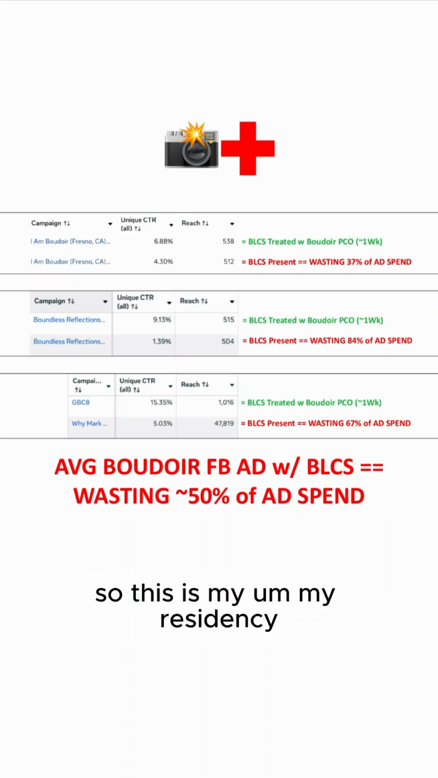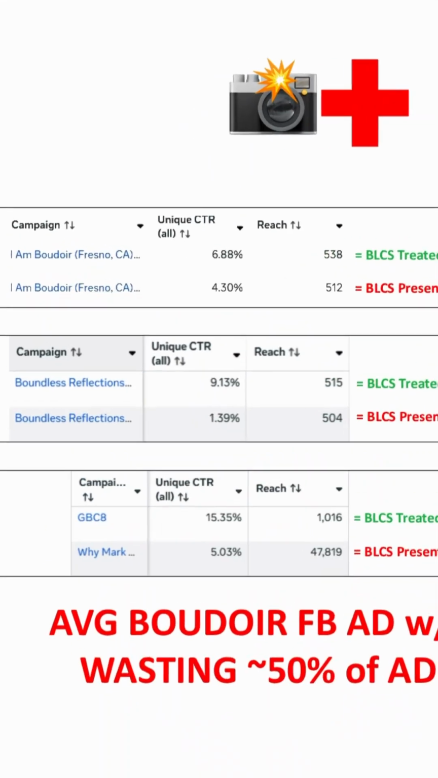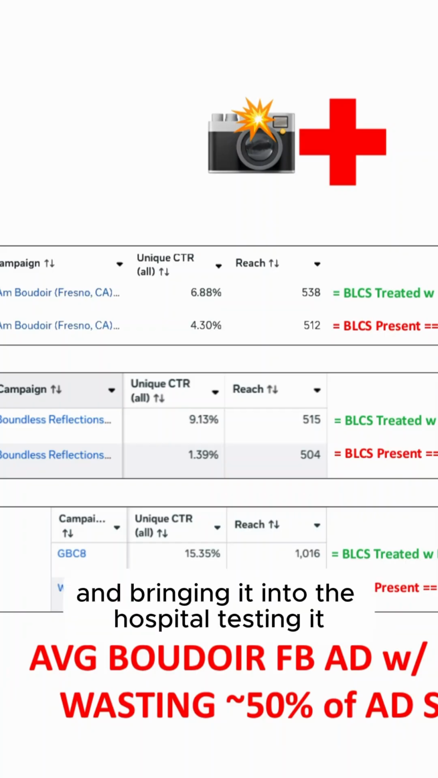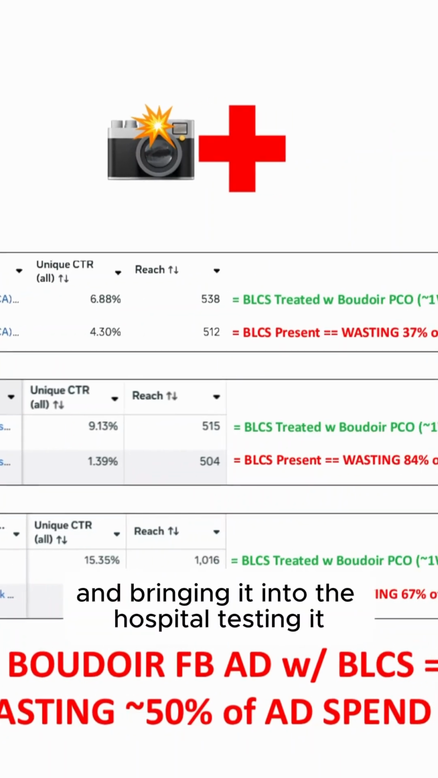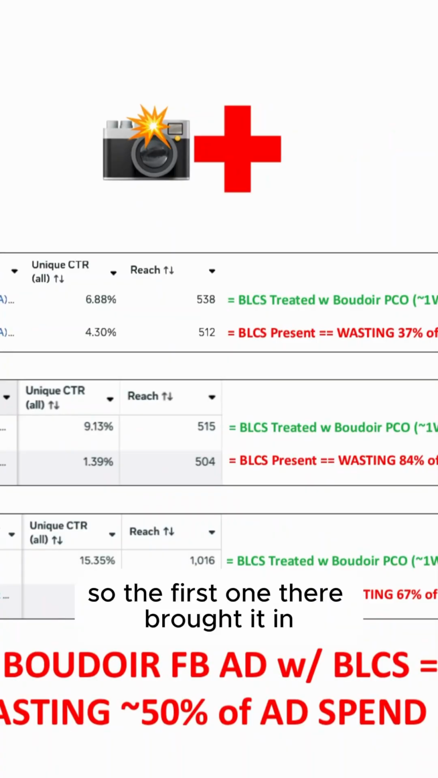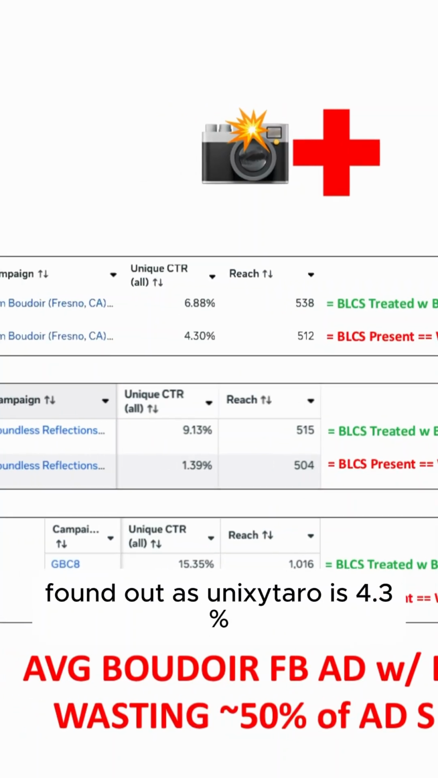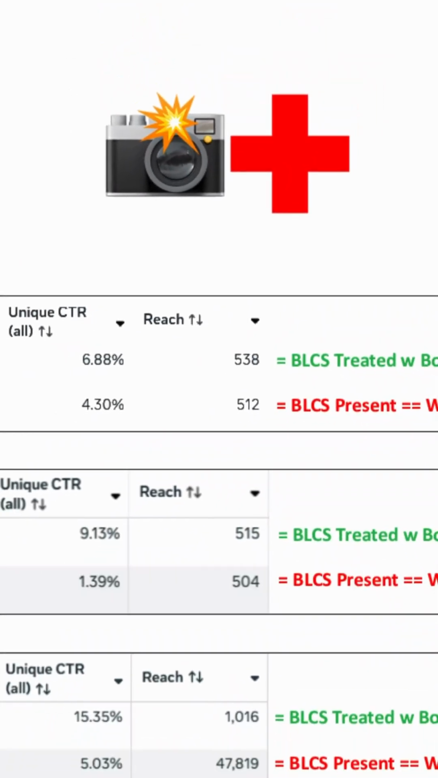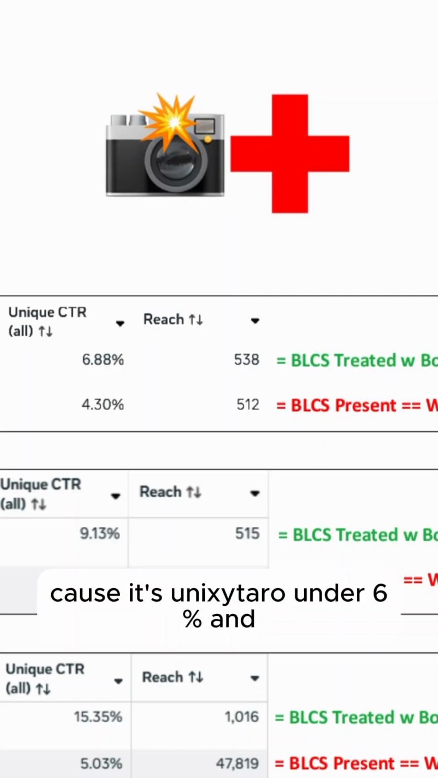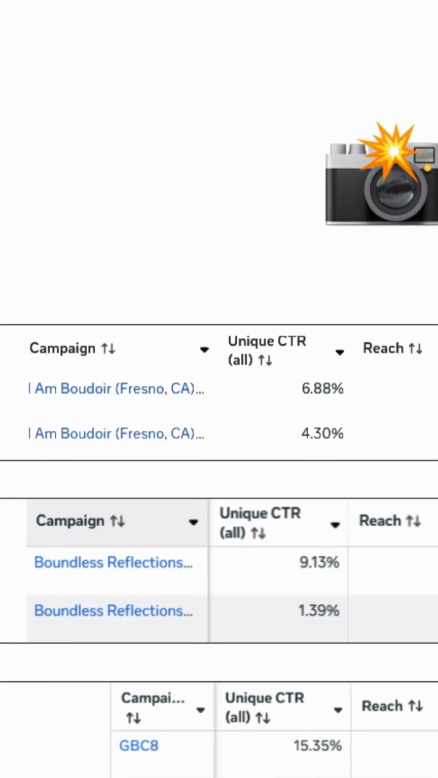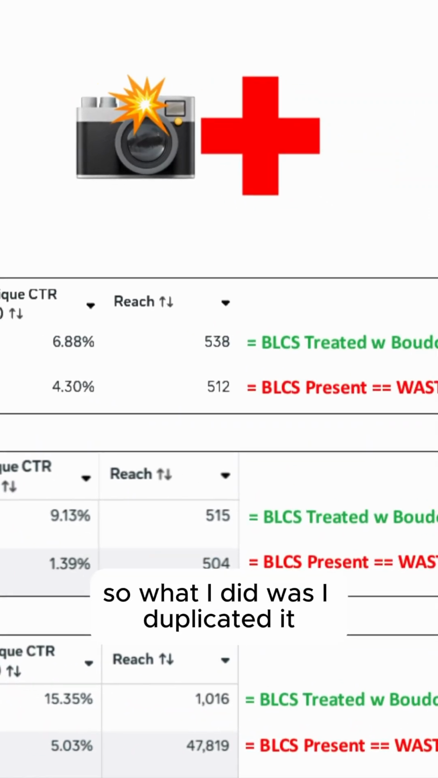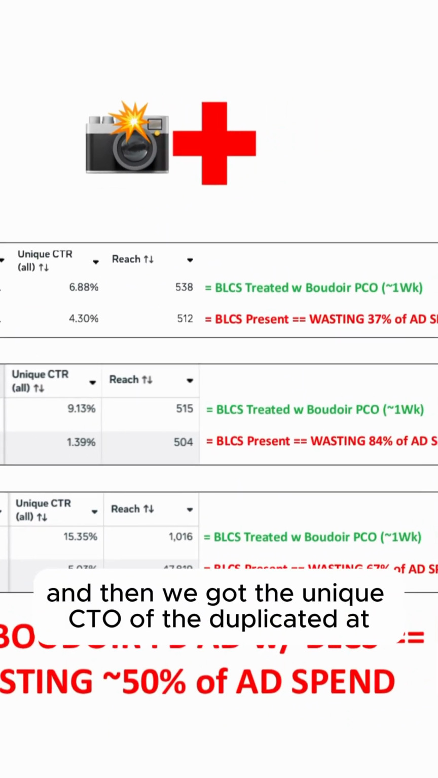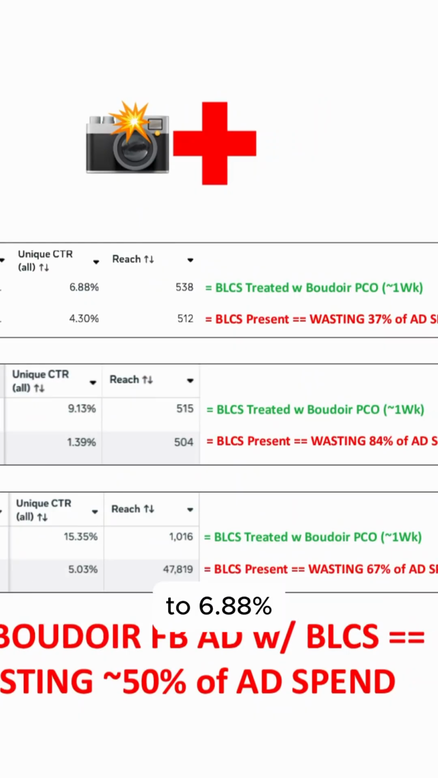So this is my residency, my history with that. The first part of my residency was finding a Boudoir Facebook ad out there and bringing it into the hospital, testing it. The first one I brought in had a unique CTR of 4.3%. So we figured out BLCS is present because its unique CTR is under 6%. So I duplicated it, treated it with Boudoir Pico, which takes about a week, and we got the unique CTR of the duplicated ad to 6.88%.